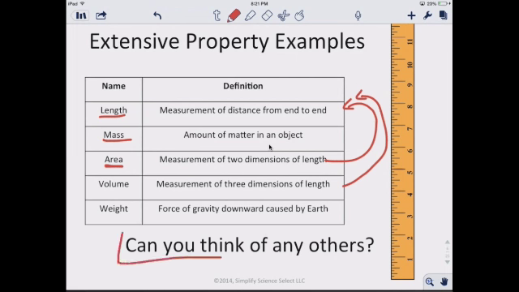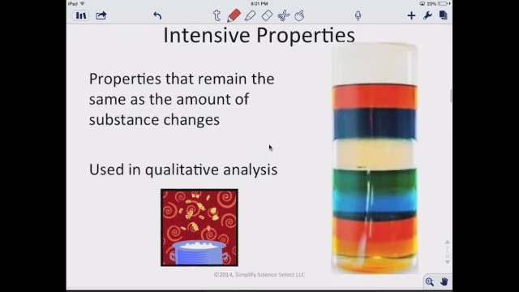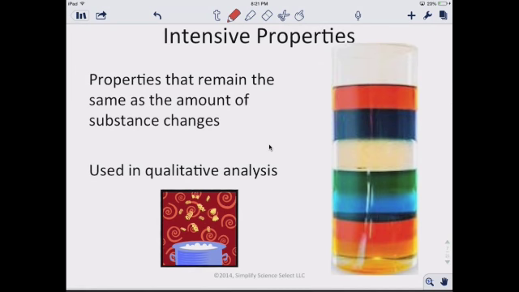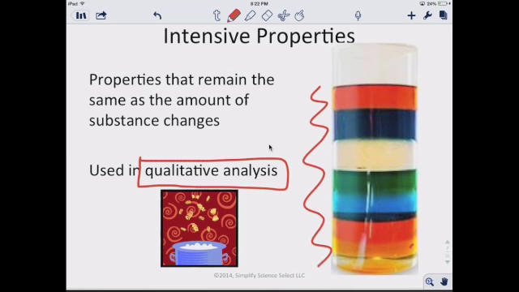Try to see if you can think some other ones up and bring them into class and ask your teacher. Intensive properties are properties that remain the same as the amount of substance changes. We use this a lot in qualitative analysis, when we're trying to distinguish things. A great example of this is density. It's probably the best one that you will remember because it goes back to that lab. This is just the density column, so you can see that you have different substances all throughout each level, and they separate out because of their densities.